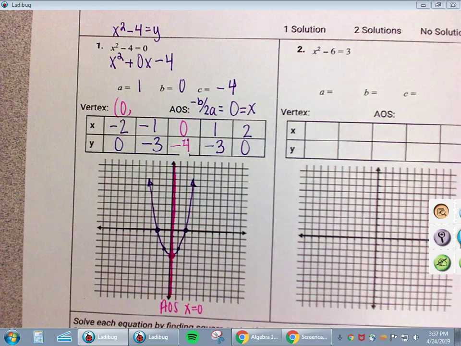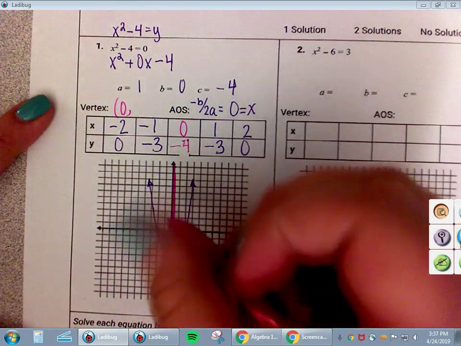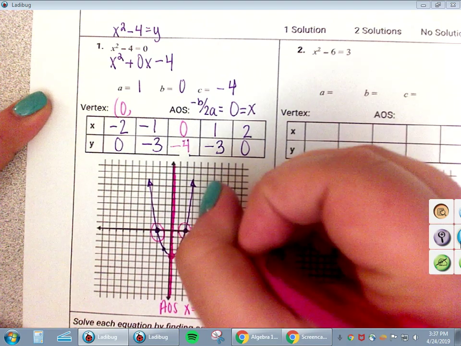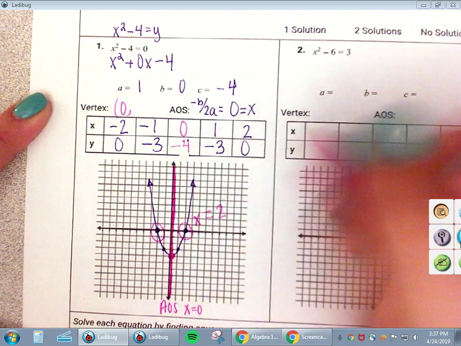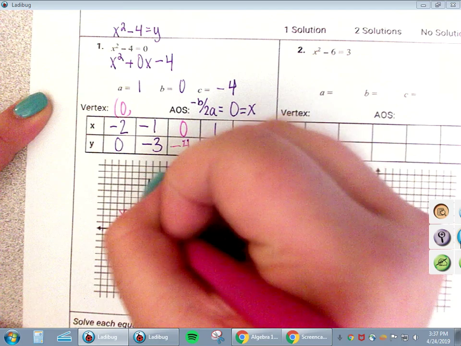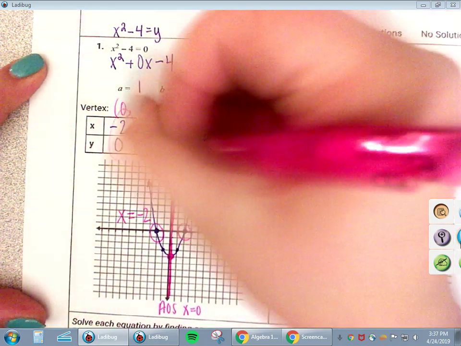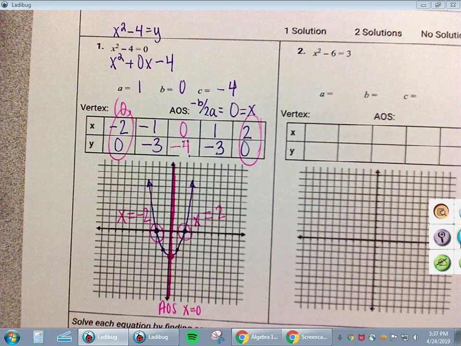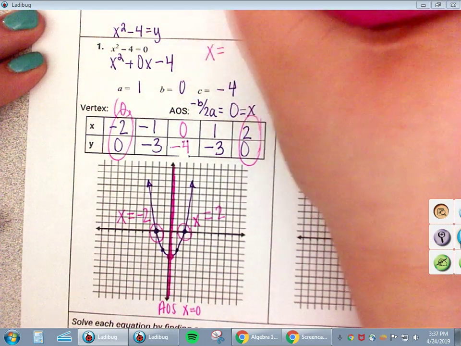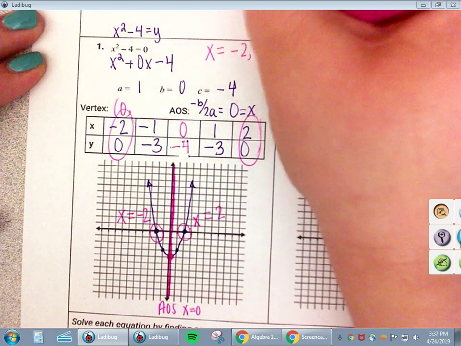So our goal here again is to find solutions where the curve crosses the axis, and they're right here and right here. So at this spot, x equals 2, and at this spot, x equals -2. So you can see that right from the graph. You can also see that from the table here, when y is 0. So our answer on here is x equals -2 and +2.